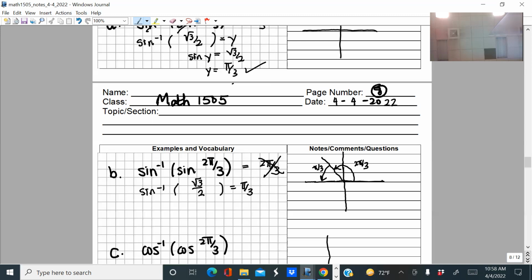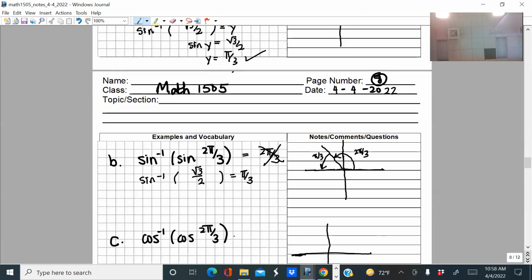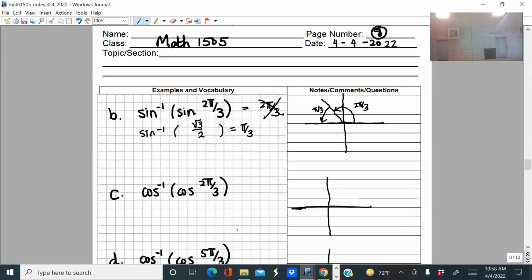Same thing is going to happen with the arc cosine function. So let's try this one. Arc cosine, or inverse cosine, of 2 pi over 3. It'd be nice again if those two inverses canceled each other and we just got 2 pi over 3. But let's see if that's correct in this case. So let's calculate it. What is the cosine of 2 pi over 3? I'm going to have to think again, right?